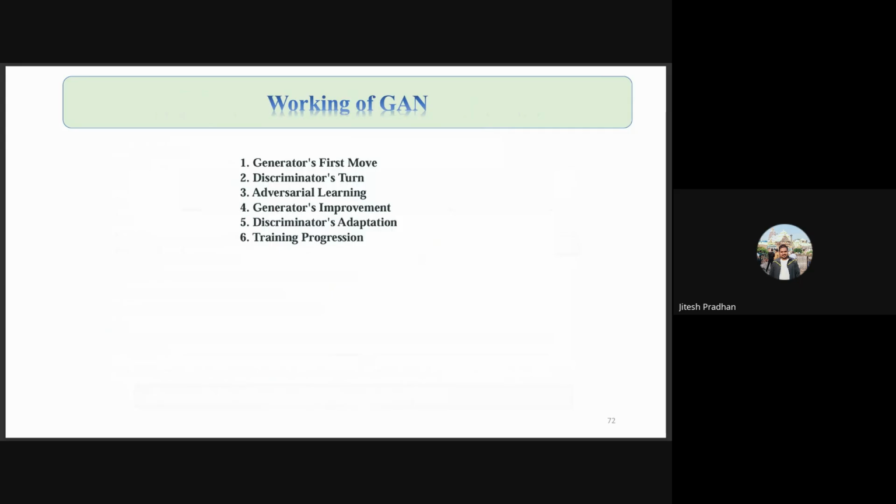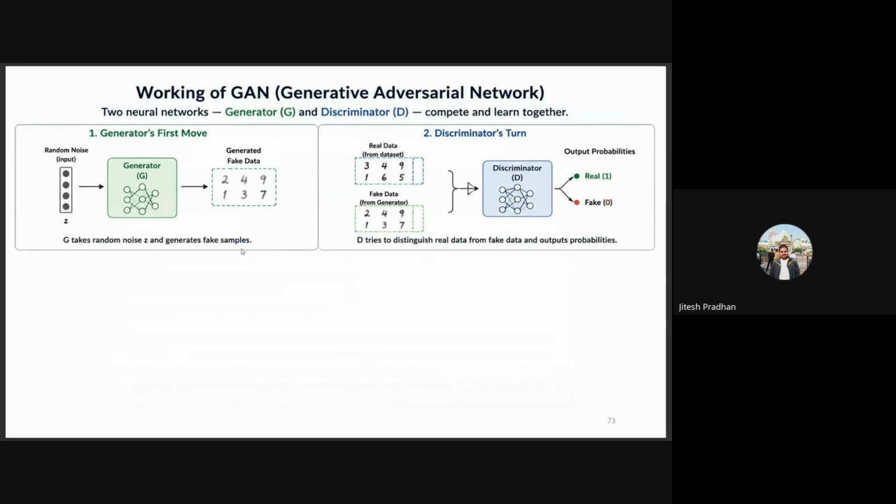Okay, up to this point it is clear, or if you are having any doubt, you can ask me. Now it's the working of a generative adversarial network. It is a 6-step process: generator's first move, discriminator's turn, adversarial learning, generator improvement, discriminator's adaptation, and training progression. Now let's start with the first and second.